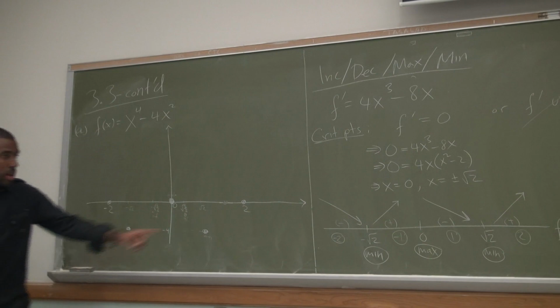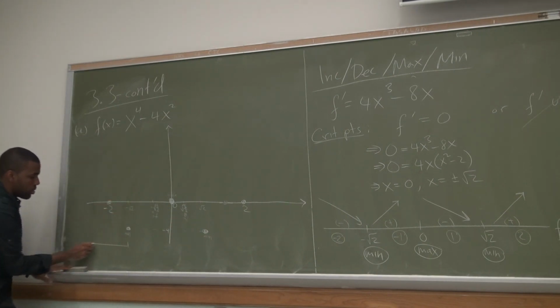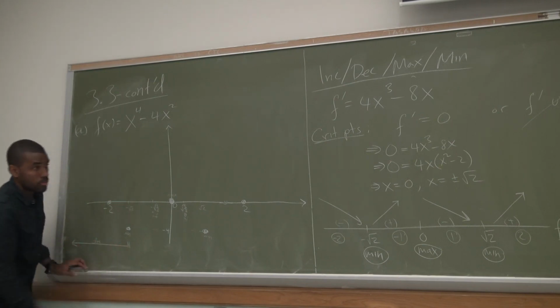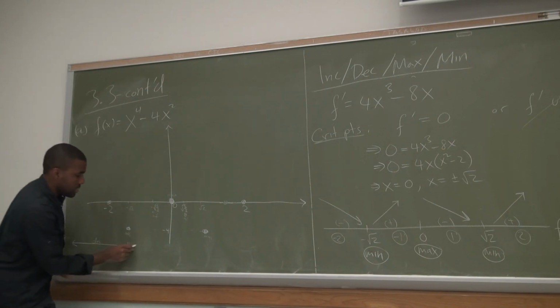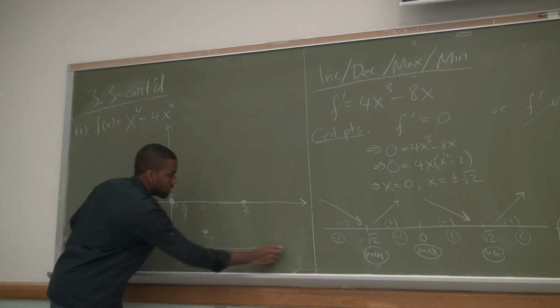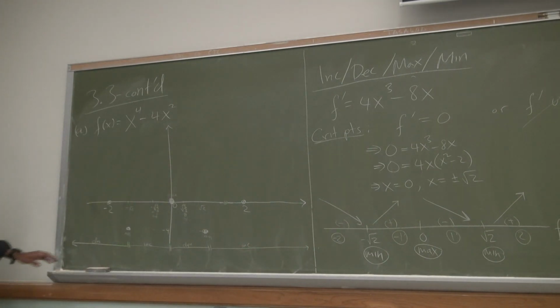I would also put where I am increasing and decreasing. Well, from here, going back, I know I should be decreasing, right? Between this and 0, I know I should be increasing. Here, I know I should be decreasing. And then from this onwards, I know I should be increasing. So I'll actually write that here so I can sort of see.